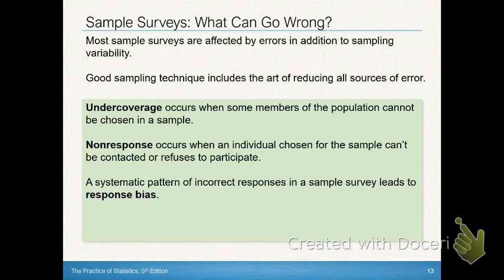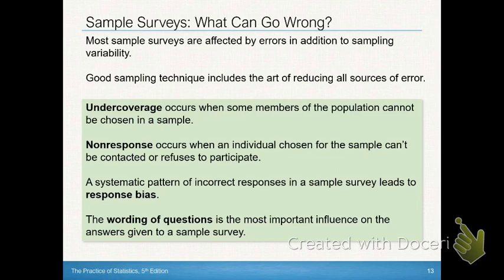Response bias could be lots of things, but in general, it's something about the way the question is asked or the way that the survey is conducted that leads respondents to give a certain answer more often than they usually would. That would include wording of the question. So if you're trying to lead them into choosing a certain answer, that would be an example of a leading question or the wording of the question being biased.